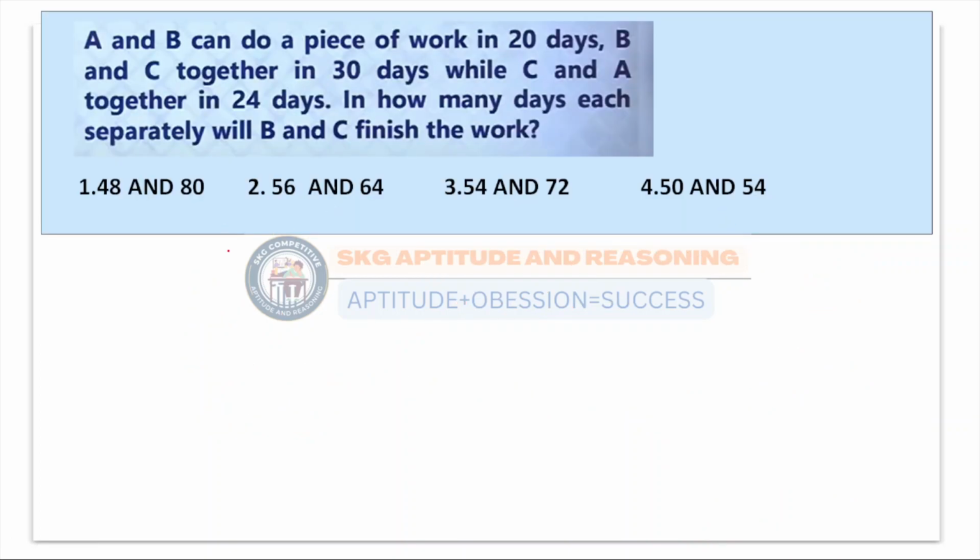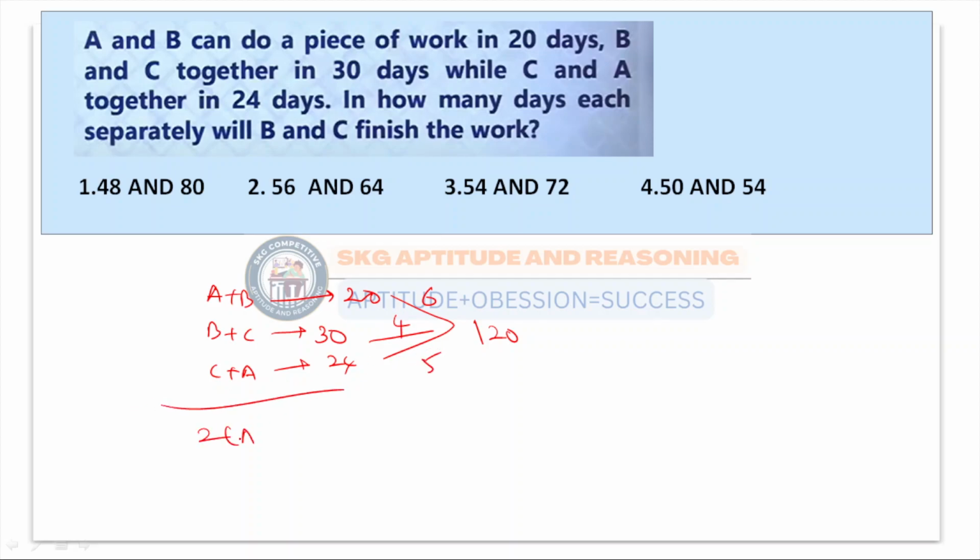Okay. Question under the time and work concept. A plus B value is given, B plus C is given, A plus C is given. Take the LCM of these values. So the efficiency of A plus B is 6, the efficiency of B plus C is 4, and the efficiency of A plus C is 5. The efficiency of A plus B plus C: 4 plus 6 plus 5 will be 15, so A plus B plus C will be 7.5 here.